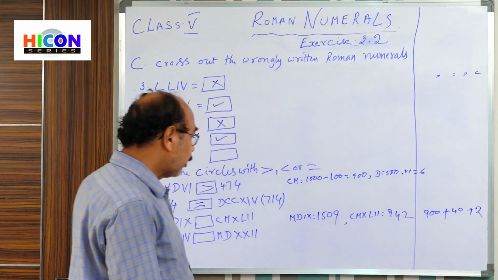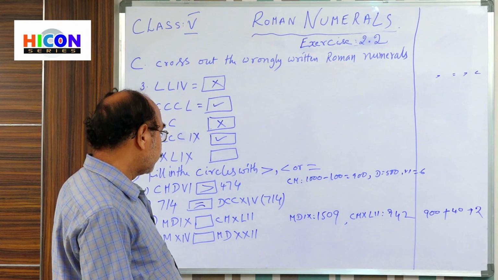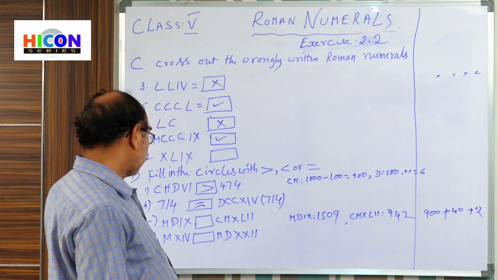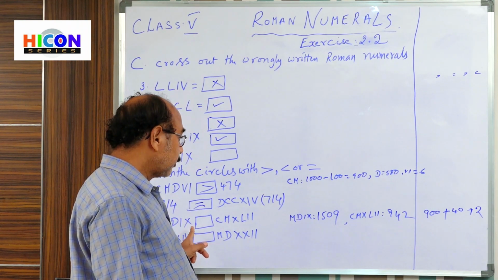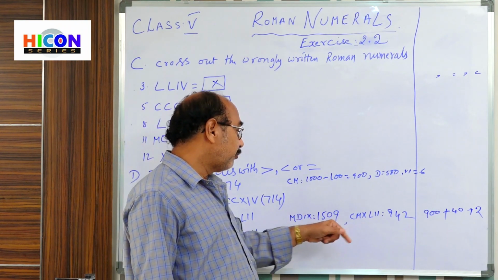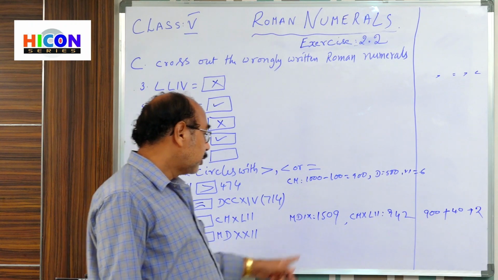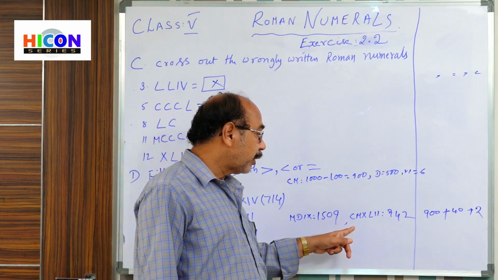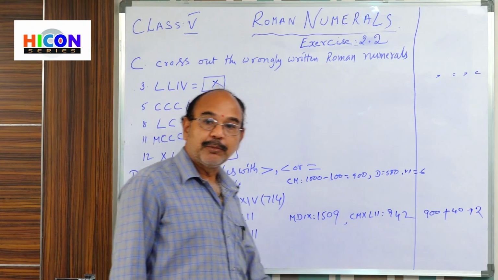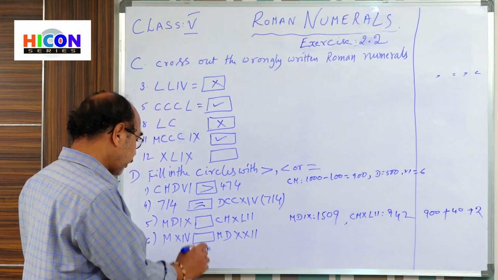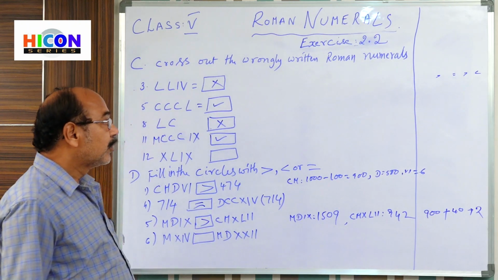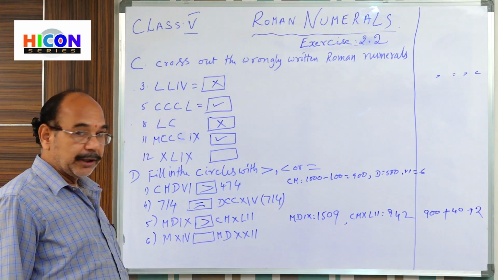Now compare. 1509 on the left side, right side is 942. So the left side number is bigger than the right side number. So 1509 is greater than 942.